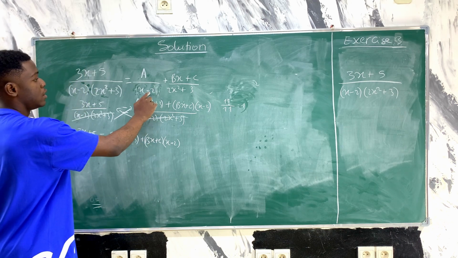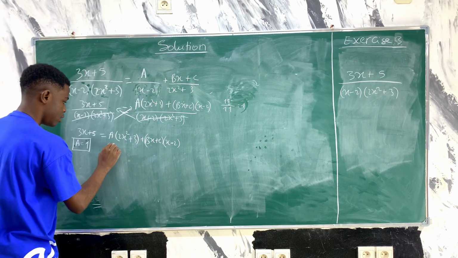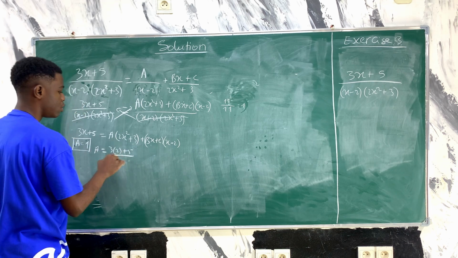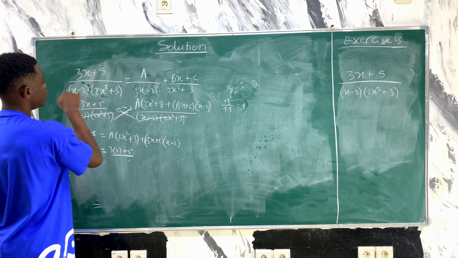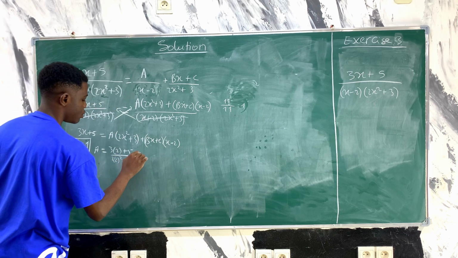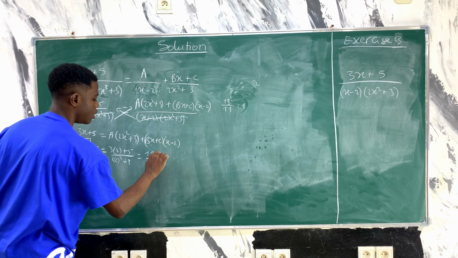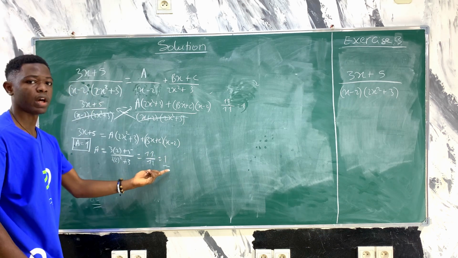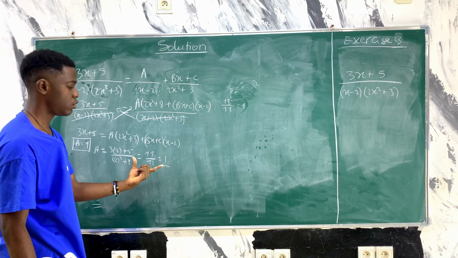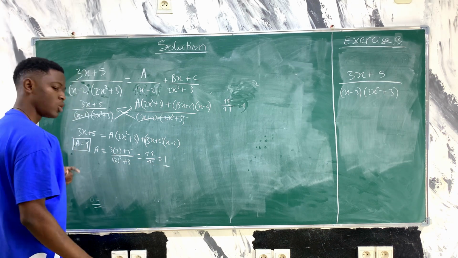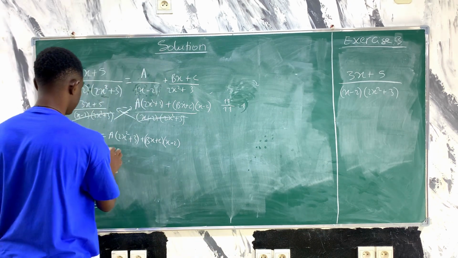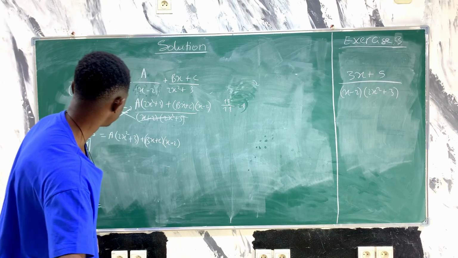You can replace x with 2 here. You write a equal to 3 into 2 plus 5 all over, you cancel this, you put 2 here, 2 into 2 squared plus 3. You see there is 11 on 11 is equal to 1. You write like this and you have your a as 1. This will be a better option when you are solving with the cover-up method. So you should better do this and find your a as 1.